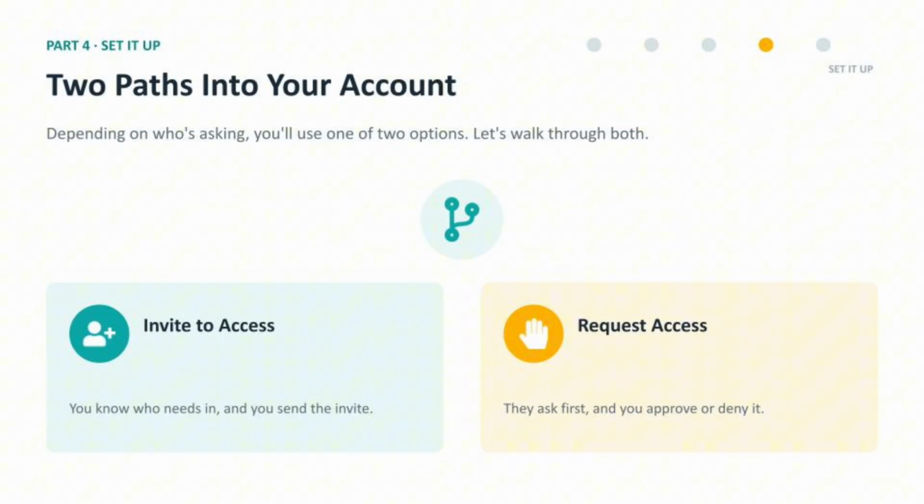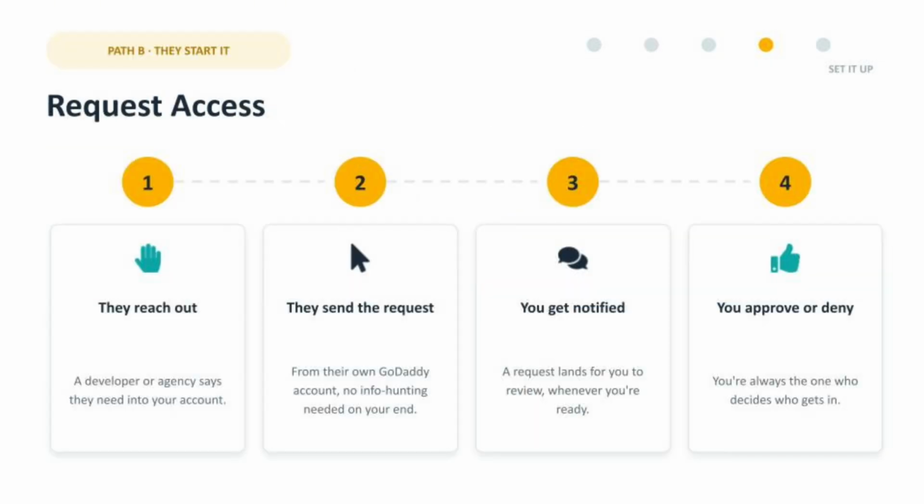The second option is called Request Access. This one works the other way around. Say a developer reaches out and says they need to get into your account. Instead of you hunting down their info and inviting them, they go into their own GoDaddy account and send you a request. You'll get a notification, you review it, and you either approve it or deny it. You're still the one deciding who gets in.